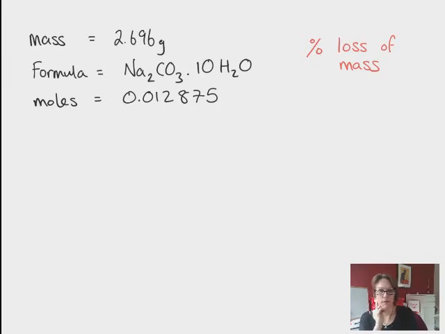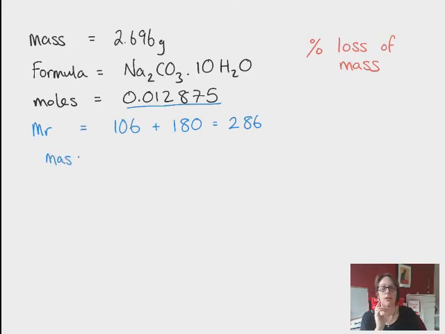So how would I work on from here to working out percentage loss of mass? Well, if I have moles and I have the formula, I can work out the Mr of Na2CO3.10H2O. The sodium carbonate bit adds up to 106. And then I would just add the 10 waters separately. So I'd normally just do my 10 times 18 and add it on. So the total mass of that is 286.